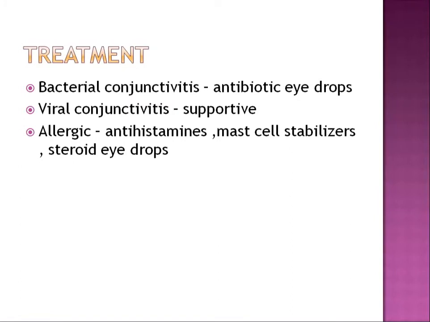Now, how do you treat all these cases? If it is a bacterial conjunctivitis, then you have to give the patient antibiotic eye drops and the ointment to take care of the bacterial infection. Viral conjunctivitis, we don't give antiviral therapy for conjunctivitis. Basically, the treatment is supportive treatment. The hygiene of the eye should be taken care of, and if the patient is having any fever, then you can give a paracetamol. Sometimes the conjunctivitis resolves after a period of 1 week.